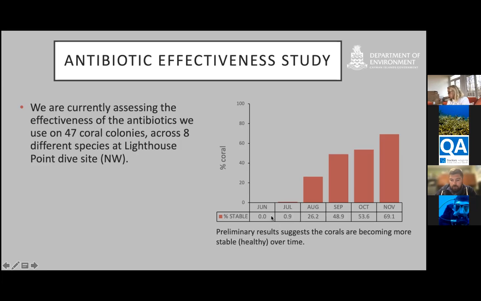As you can see, in June, they were all infected, which is what we wanted, because we needed to then treat the coral, to then assess it week after week if they got a new lesion or whether the treatment halted that lesion. And then as we come into August, we start to see a response to the treatment over the whole number of corals that we have. And then as we got to November, as of last week, 70% of the corals are now stable, which is really positive news for us.